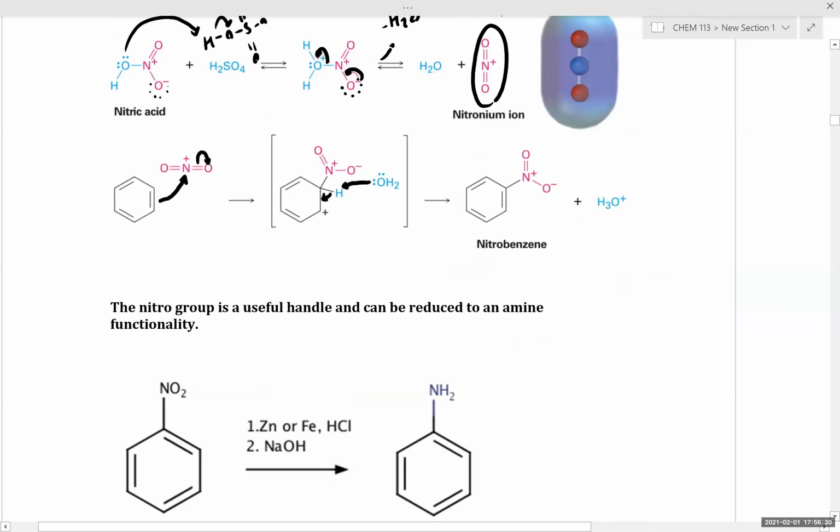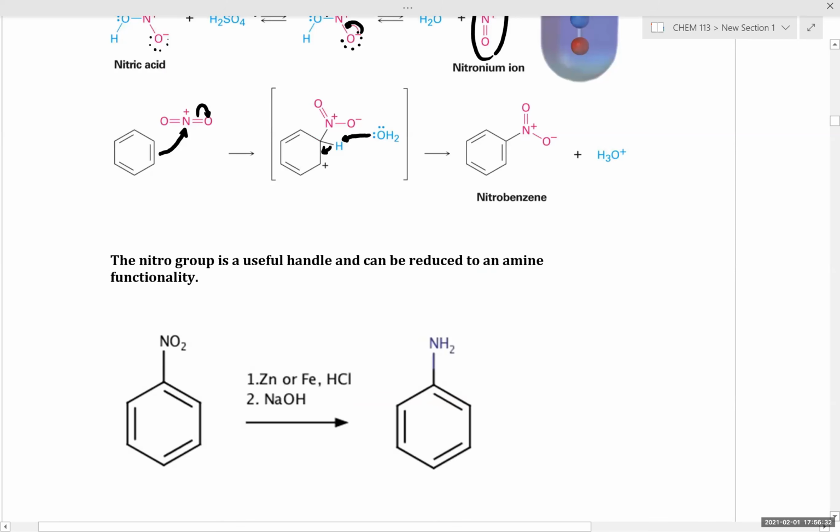Now, why is this important? Well, the nitro group is a really useful handle that can be reduced to an amine functionality. It's pretty hard to get an electrophilic source of nitrogen that has the same oxidation state as an amine. So typically a nitro group is an easy way to install the requisite nitrogen functionality, and then you can convert this nitro group into the amine.